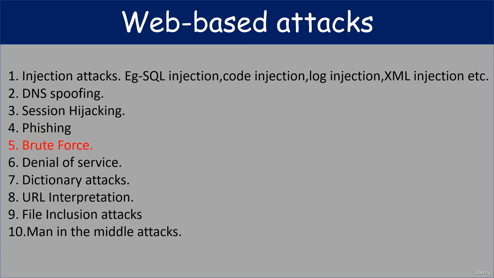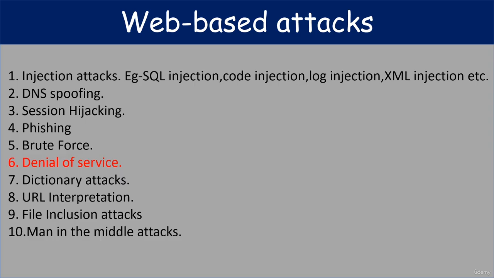Then we have brute force. So what is brute force? It is a type of attack which uses a trial and error method. This attack generates a large number of guesses and validates them to obtain actual data like user passwords and personal identification numbers. This attack may be used by criminals to crack encrypted data, or by security analysts to test an organization's network security.